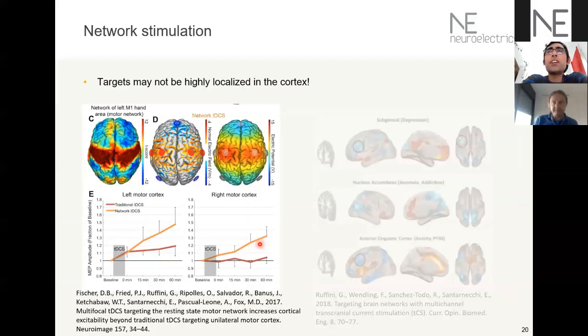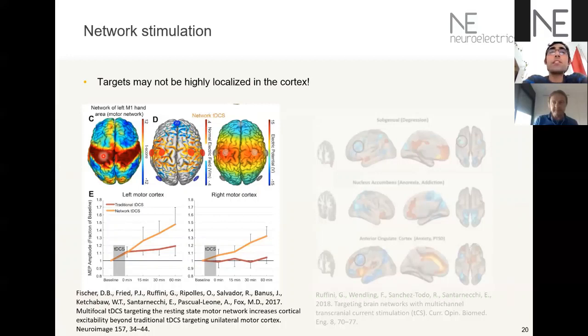Now, the targets that I mentioned before, they're highly localized targets, but that's not always the case. It may be so that you have a network of targets that you want to reach in your stimulation protocol. In this work that we did together with Fisher and colleagues, we determined the regions in the brain that were correlated with the seed point located on the left motor cortex.